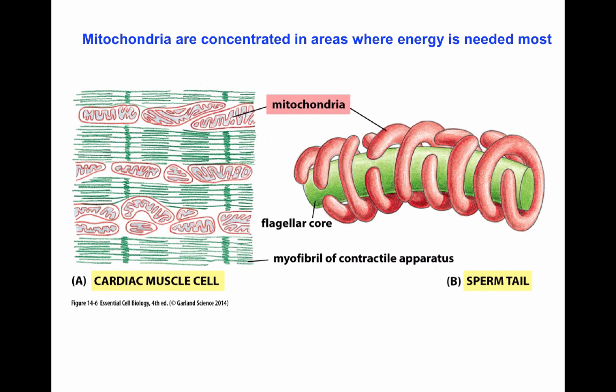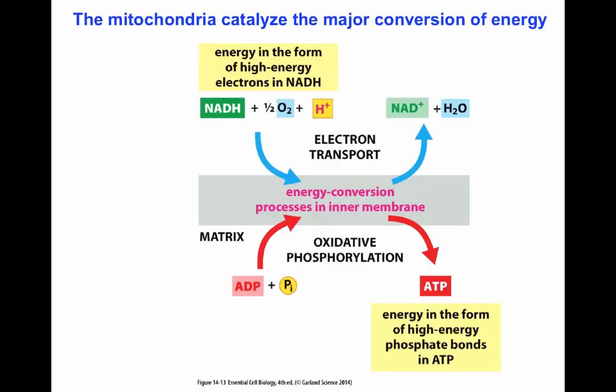Now, mitochondria, since they are the powerhouse of the cell, are going to be located in cells that require a lot of energy. For example, on the left we have cardiac muscle cells, or on the right, surrounding the flagellar core of the sperm, you have all the red mitochondria providing ATP for flagellar movement. And we're going to look at that more closely later.